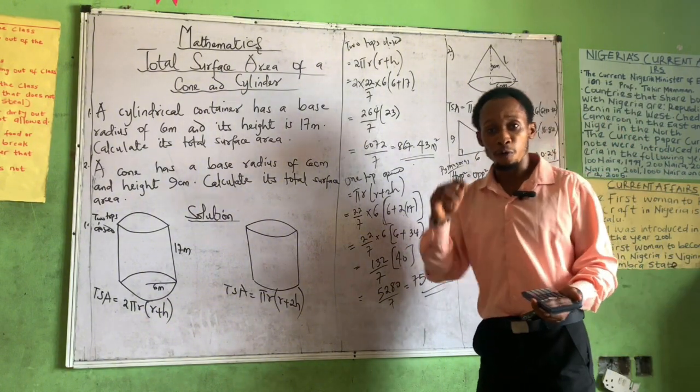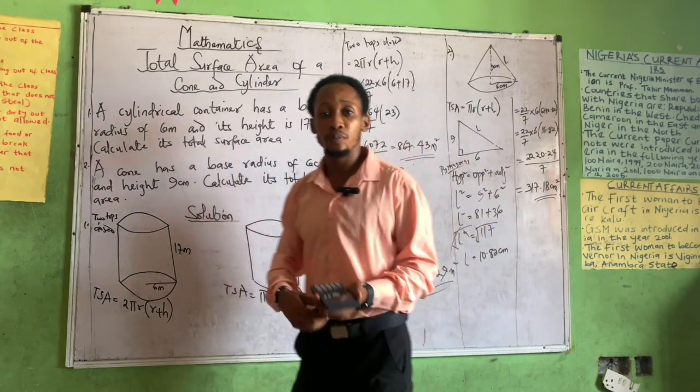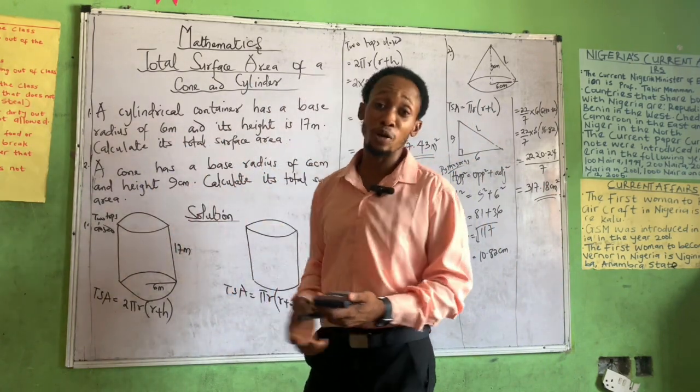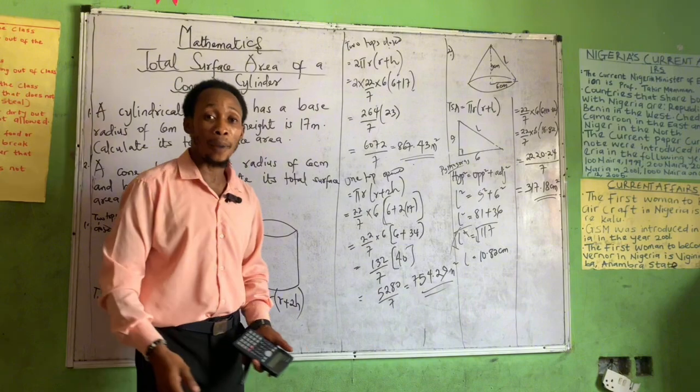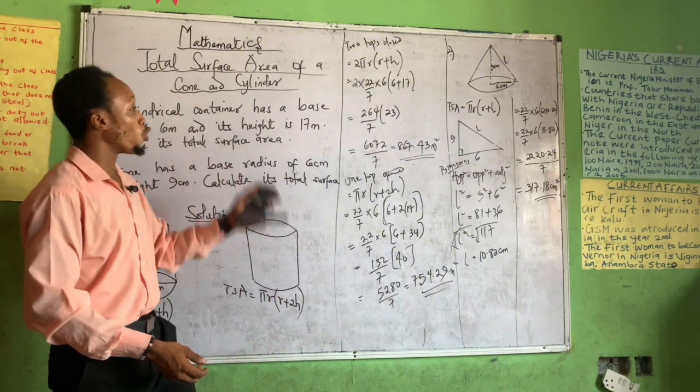But if it is volume, volume is measured in cube units. So in our next class we'll be looking at volume. All right, so this is all about total surface area of a cone and of a cylinder.